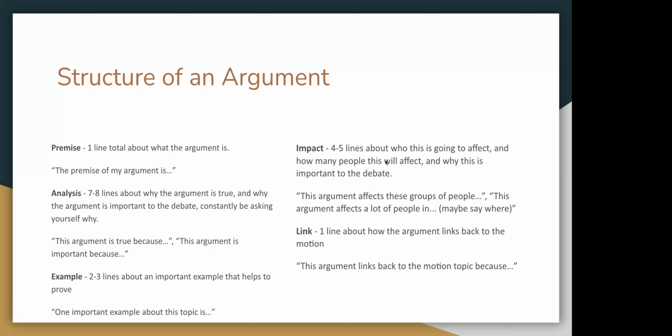Then you bring up an impact, right? Who is this going to affect? How many people will this affect? And why is that important to this debate? And then some ways for you to introduce the impact are given in the quotations there.